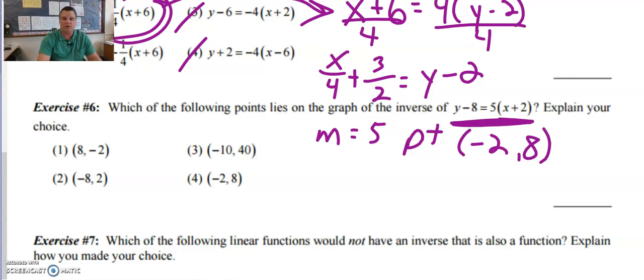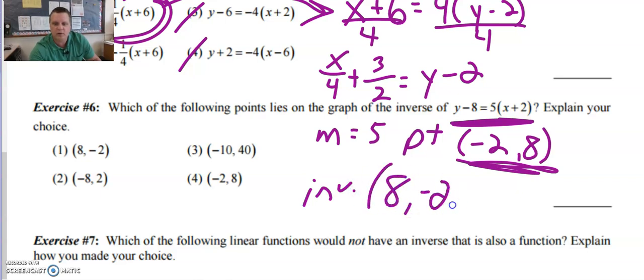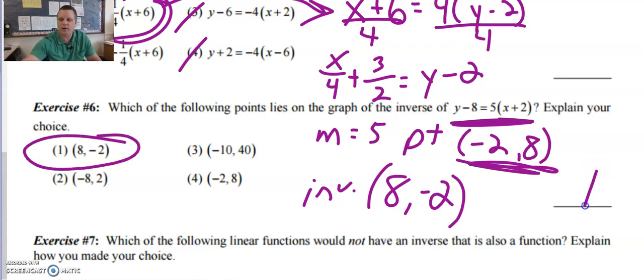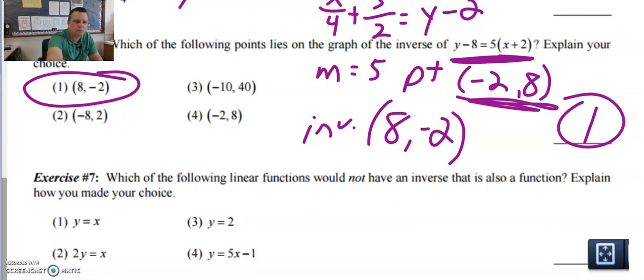So the first thing you want to look at is if the inverse of this point is one of the choices. And remember, when you take the inverse, all you do is switch the points around. So I have -2, 8. Therefore, I have 8, -2, and there it is, choice number 1. If that was not a choice, you would have to take the inverse and then plug it into your graph and see which point was on it.